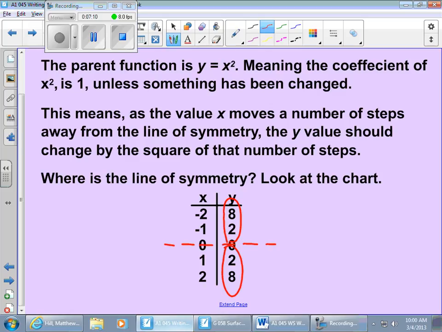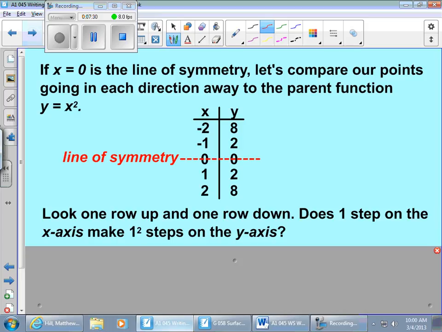Okay, so looking in the chart, you can kind of quote unquote see the line of symmetry by looking at the points as it moves away from it. So there's the line of symmetry. If this were a graph, that dotted line right there would be splitting our parabola right down the middle. So the line of symmetry is where x equals 0. Then, as I said, we're going to compare our points going in each direction away to the parent function.